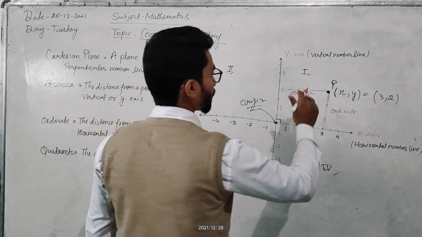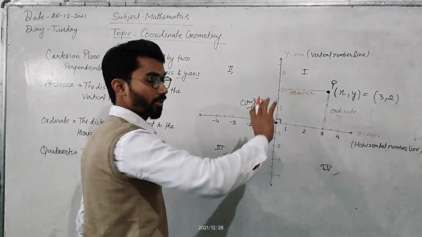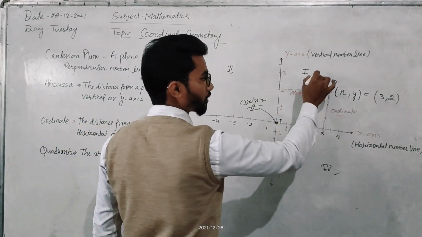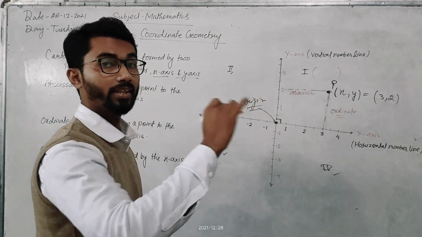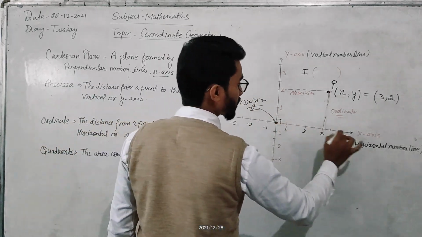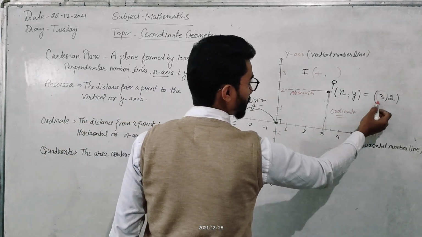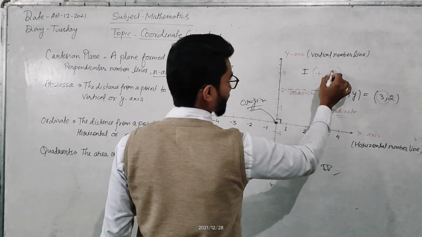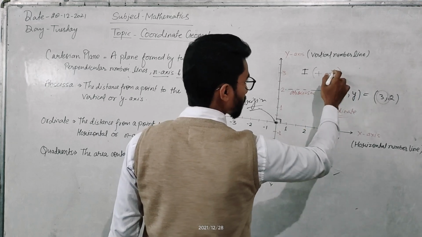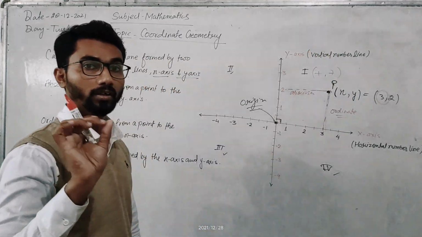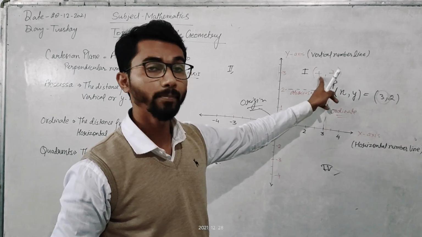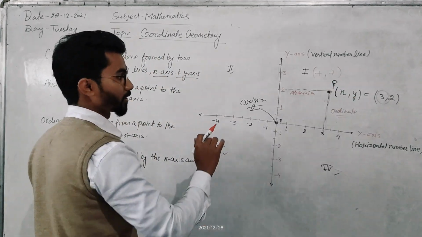So what is the sign of the first quadrant? All the points placed in the first quadrant have positive x values, you can easily see positive numbers, and also positive y values. So we can conclude that our first quadrant has only positive signs for abscissa and ordinate.